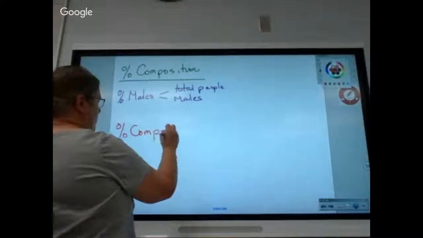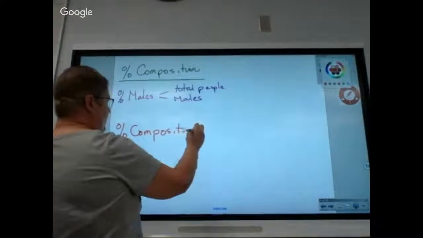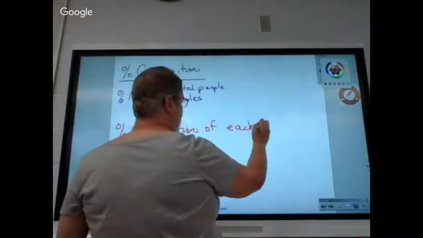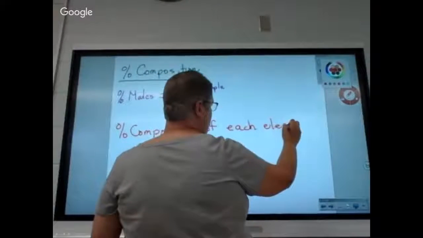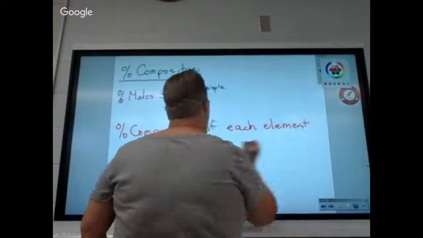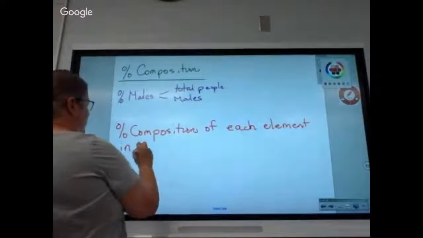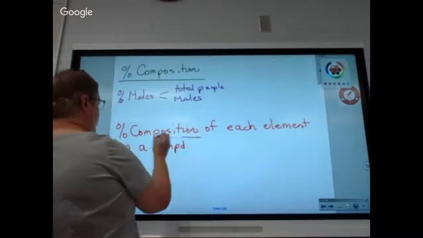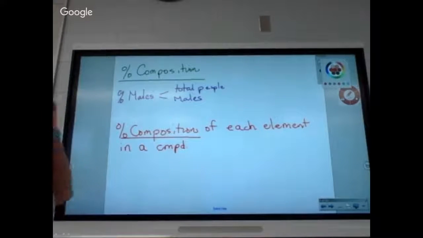So, we're going to find the percent composition of each element in a compound. That's what we're going to do. We're going to find the percent composition of each individual element in a compound.